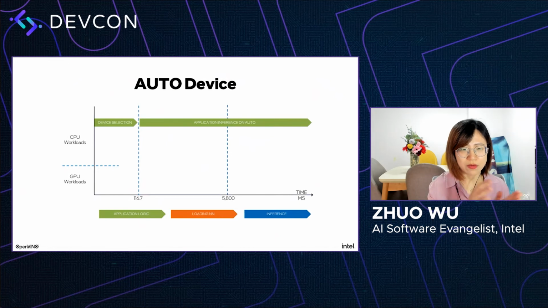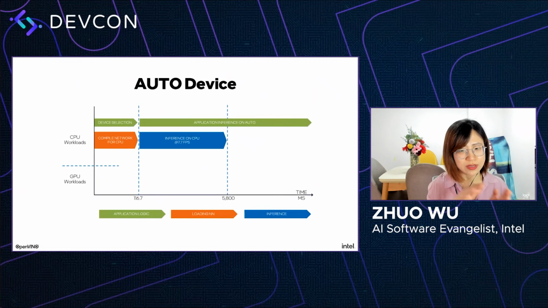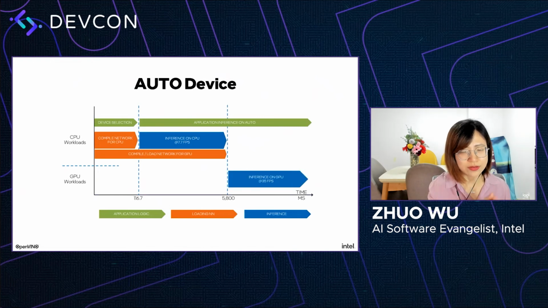But now with our Auto device, we provide you this kind of experience: Auto will start inferencing immediately on the CPU and at the same time transparently shift the inferencing to the GPU or VPU once the loading of the network to GPU or VPU is ready. So it will dramatically reduce the time to first inference. It will really help you to experience much faster inference for real-time AI inference.